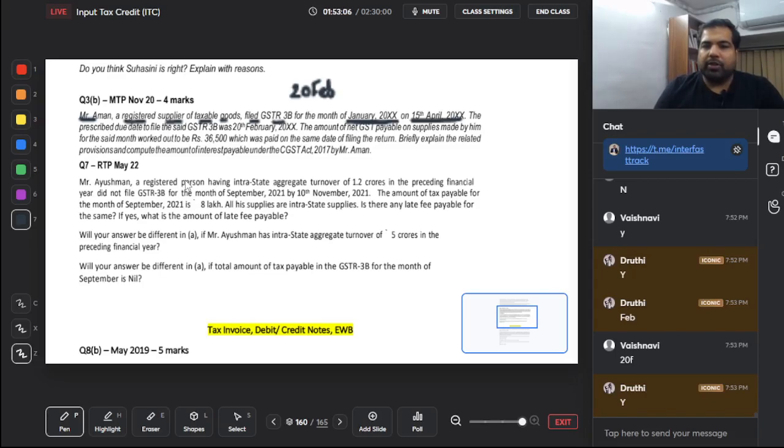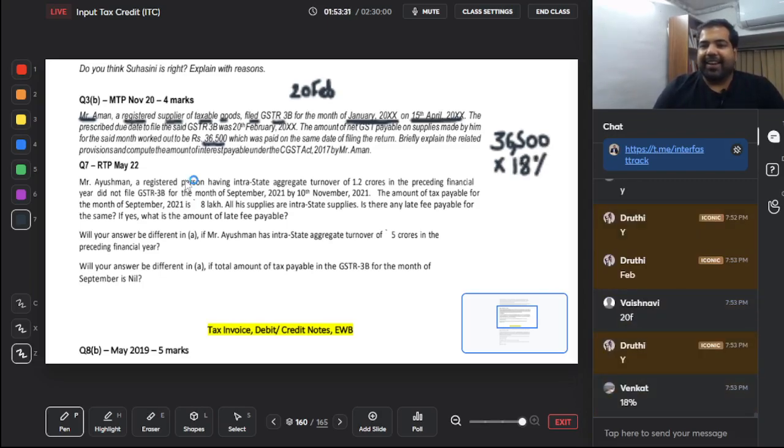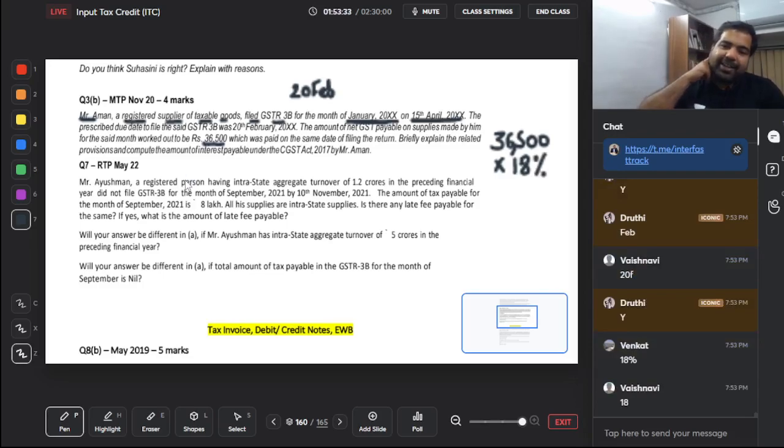The amount of net GST payable on supplies made by him for the said month worked out to 36,500, which was paid on the same filing date of return. Briefly explain the related provision and compute the amount of interest payable. Guys, so from 21st February, what is the amount on which GST interest will be applicable? 36,500. What is the rate of interest under section 50? Any guesses, guys? 18%, which is a lot, guys. 18% is a lot of interest, honestly.